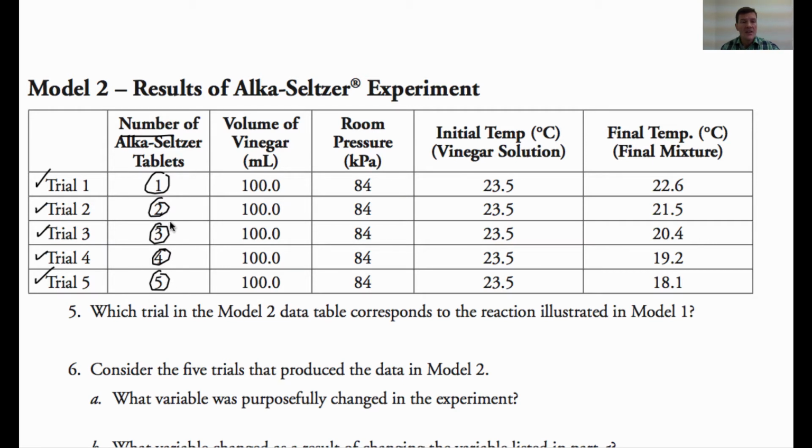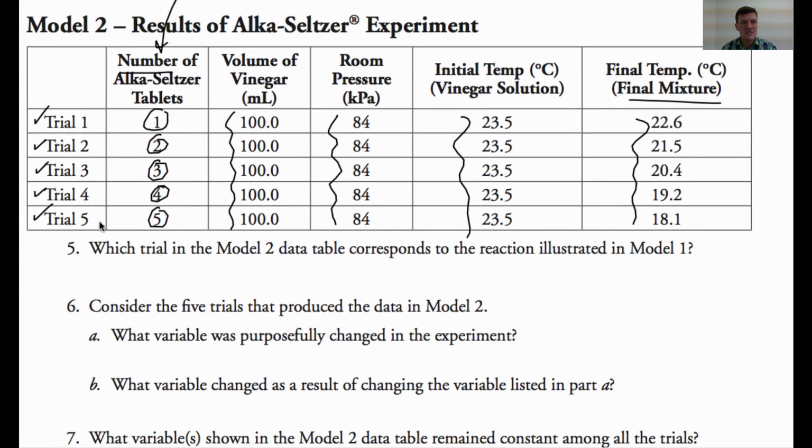Alright? This is one of your variables. This is going to be a variable. The volume of the vinegar is not changing. It's always 100. Room pressure, not changing. And initial temperature, not changing. All of those are constants or control variables. They're not going to change over the term of the experiment. The final temperature, that is your measured variable, and that is changing, you'll notice, with each of the different trials.